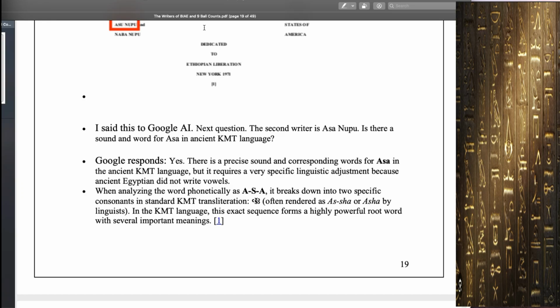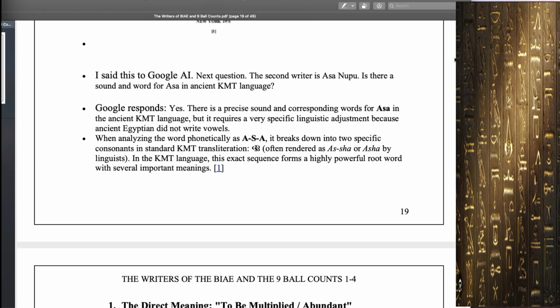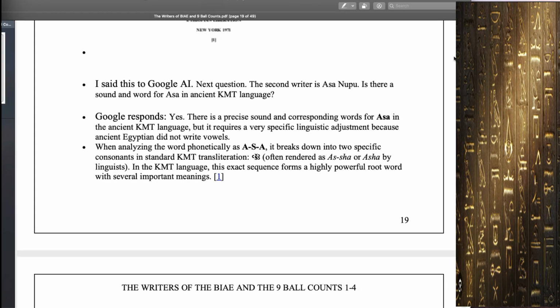When analyzing the word phonetically, ASA, it breaks down to two specific consonants in standard Kemet transliteration. Rendered as Asha by linguists. In the Kemet language, this exact sequence forms a highly powerful root word with several important meanings. All right. So just want y'all to know we're using Noon as a basic standard and then sound right reason to help us guide and figure out what's right from wrong.